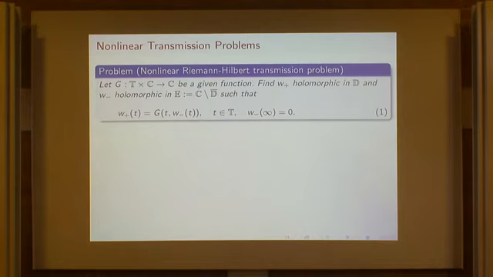Okay, so what about nonlinear problems of this type? So we just take a given function g, which now depends again on two arguments. The t is on the unit circle, and the second argument lives in the complex plane. And we would like to find two functions, one holomorphic in the disk, one holomorphic in the exterior, such that they are coupled across the boundary by such a nonlinear condition.